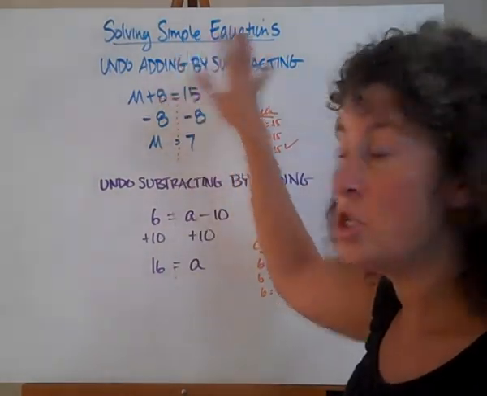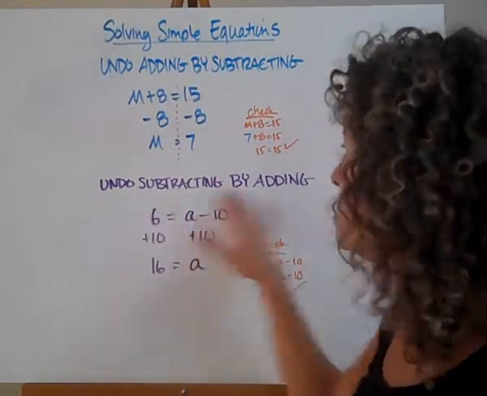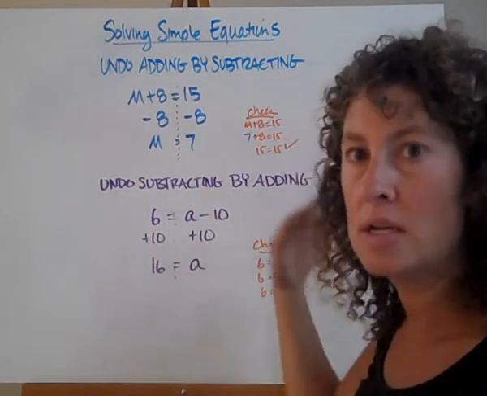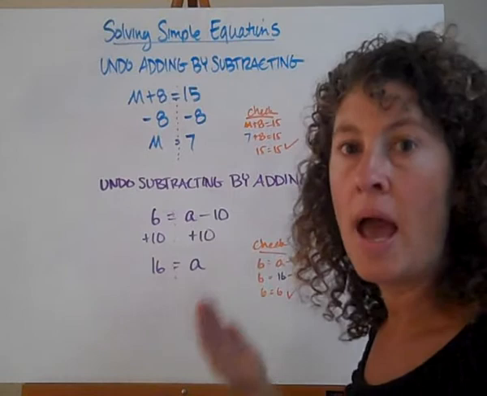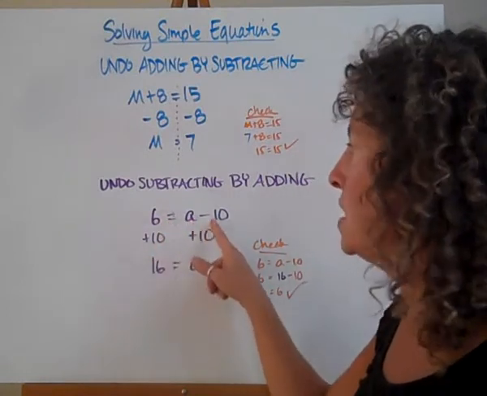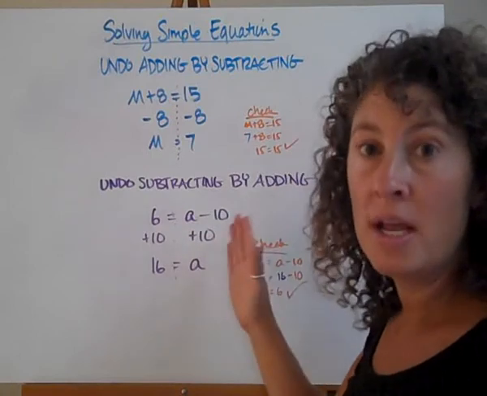So we can undo addition. We can also undo subtraction. So if I'm subtracting, the opposite of subtracting is addition. So I can subtract to get rid of adding. I can add to get rid of subtraction. So here's another equation. 6 equals 8 minus 10. Notice the variable's on the right-hand side here.